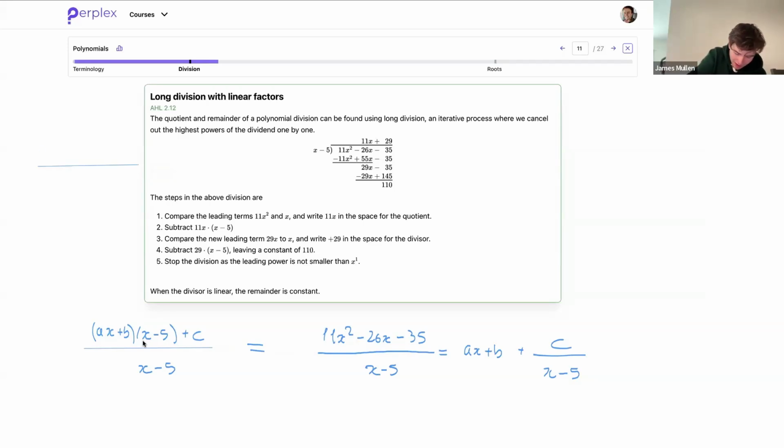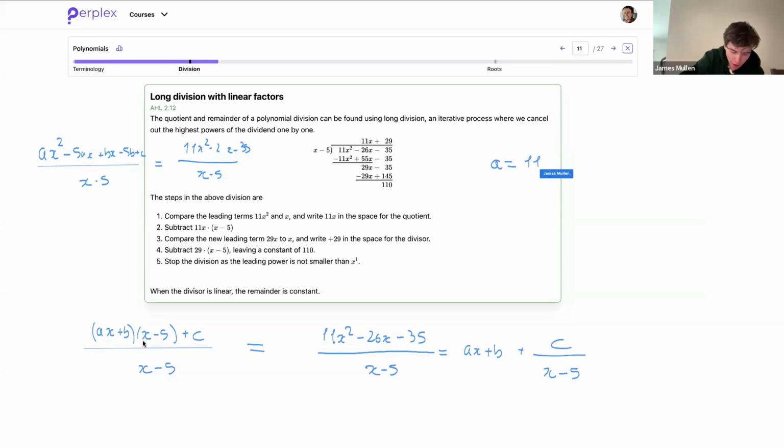And then I'm going to have ax squared, then minus 5ax plus bx minus 5b plus c all over x minus 5. Okay, and that's supposed to be equal to, in the numerator, 11x squared minus 26x minus 35. And that makes some things easy. I immediately can see that a is equal to 11.